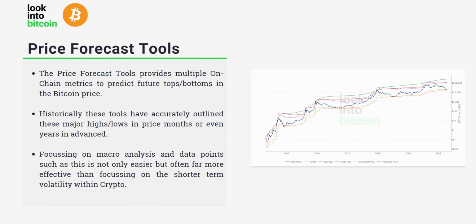So just to summarize, the price forecast tools provide multiple on-chain metrics to predict future tops and bottoms in the Bitcoin price. Historically, these tools have accurately outlined both major highs and major lows in price months or even years in advance. We can also see that focusing on macro analysis and data point tools such as these not only makes life easier for Bitcoin investing and analysis, but is often far more effective than trying to focus on the shorter term volatility within crypto.